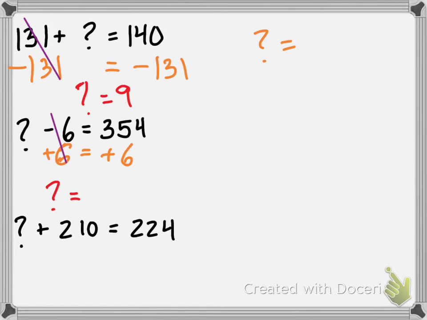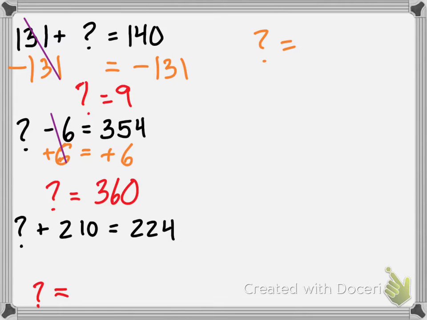354 plus 6 gives me 360. What about this last one? Again, I want to get down to just my question mark equals. What's currently in the way of my question mark equals, Abner? What's currently in the way for problem 3? Perfect. Abner mentioned that we've got that 210. I want to find out what my question mark is. I want to figure out what that is.